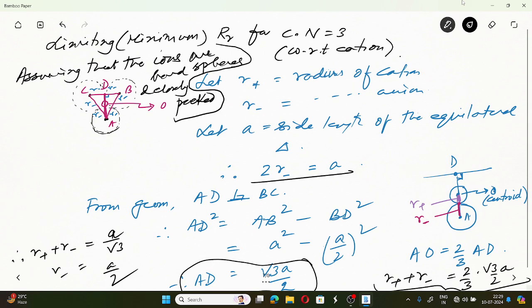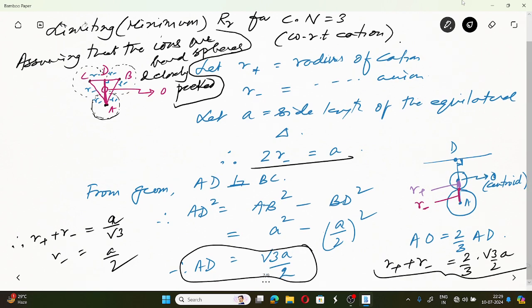এটা বলতেই হবে কিন্তু, otherwise the entire discussion is meaningless. You have to mention this, assuming that the ions are hard spheres and closely packed. Okay, so this is the limiting radius ratio for coordination number 3. Now let us move to coordination number 4.